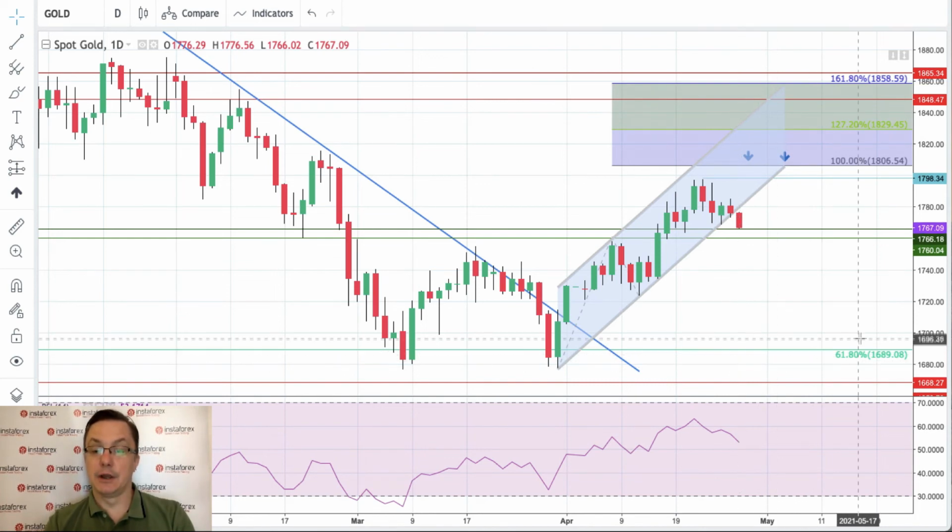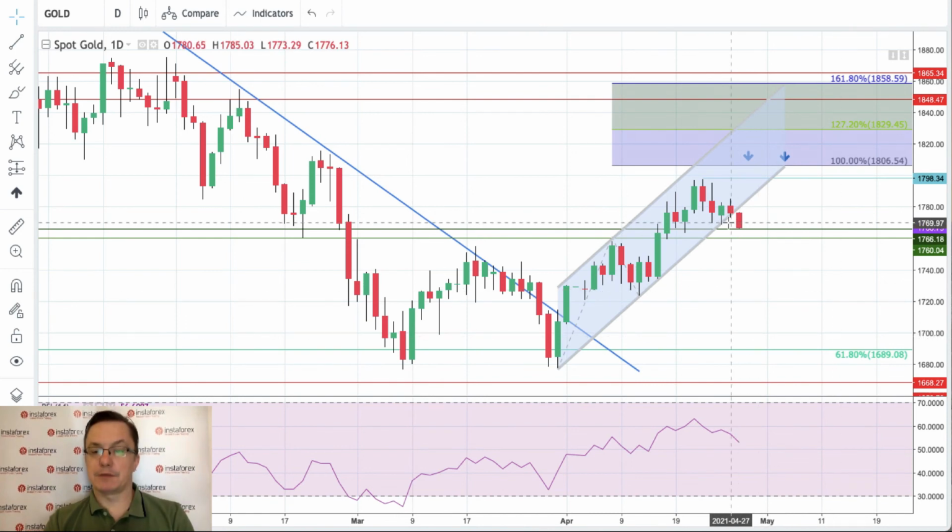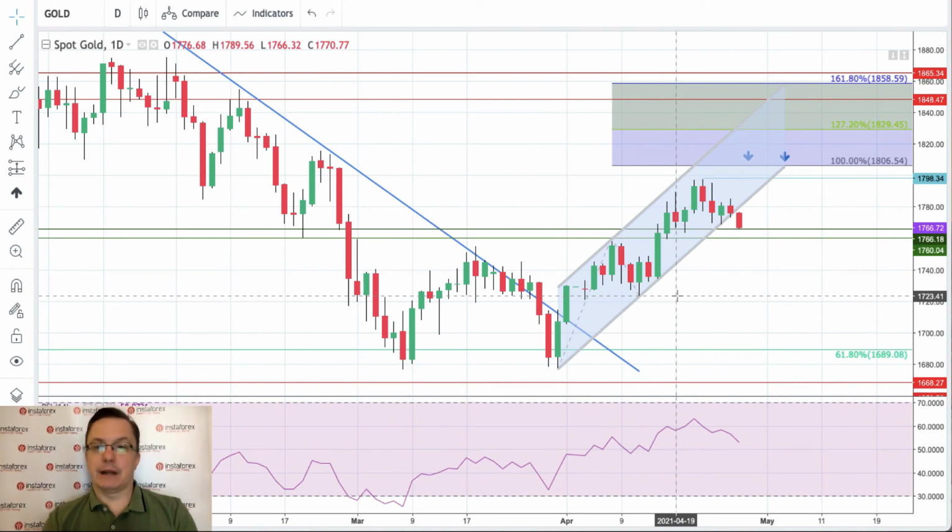only the lows at 1677 are next, right? So we might hit again the 61% Fibonacci retracement, but this retracement is no longer that important for the traders, because it's been hit already twice, at the end of March and at the beginning of March. So the much more important levels are this one, 1766, 1760, those two here, and those technical supports at 1723.